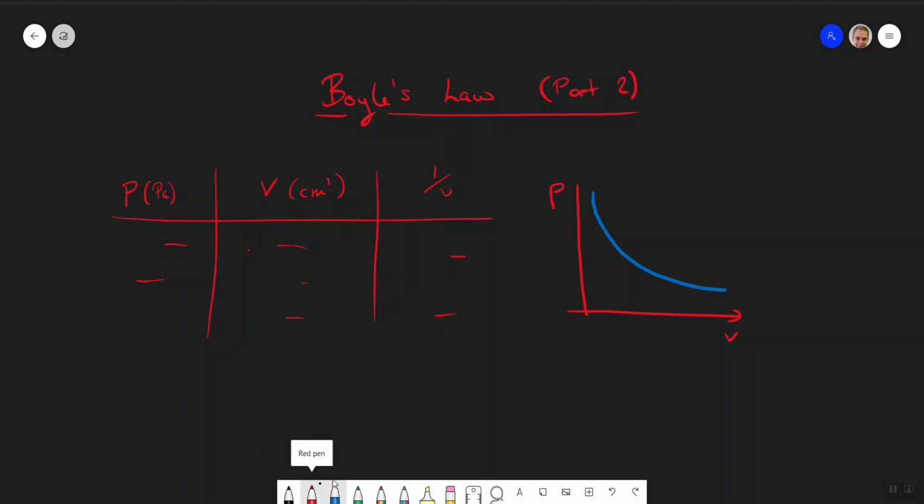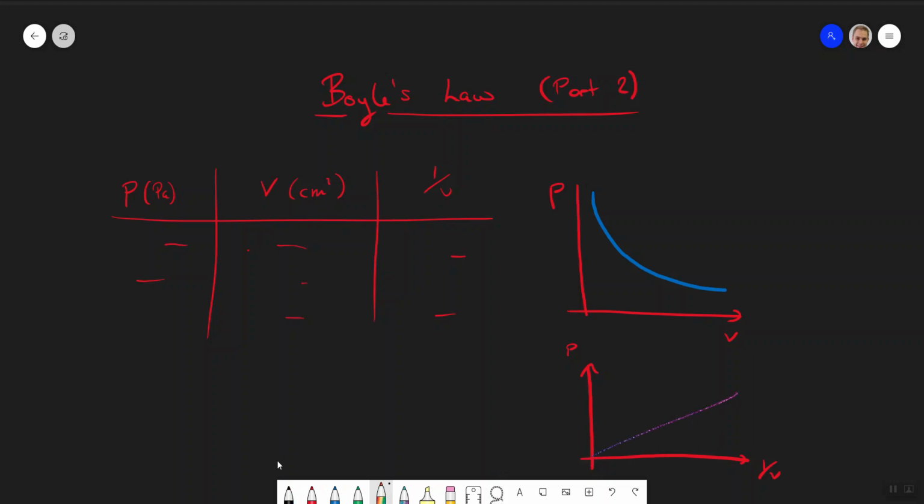Whereas if you plot the pressure against 1 over the volume, you get the pot of gold at the end of a physics rainbow. So I'm going to use the rainbow one. You get a straight line.